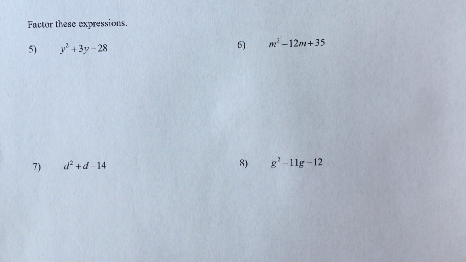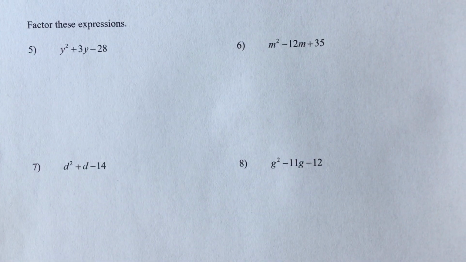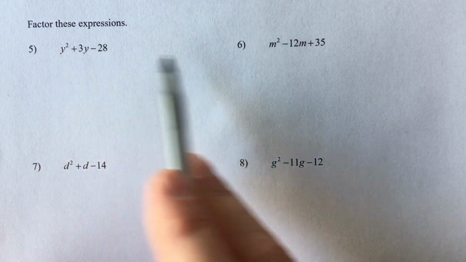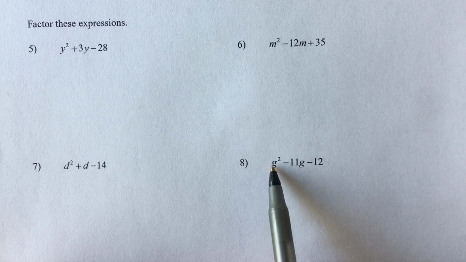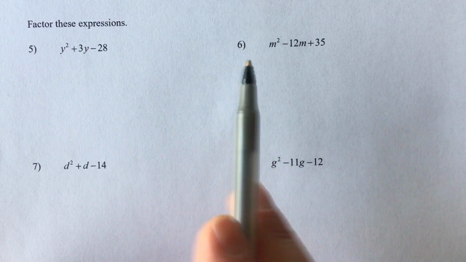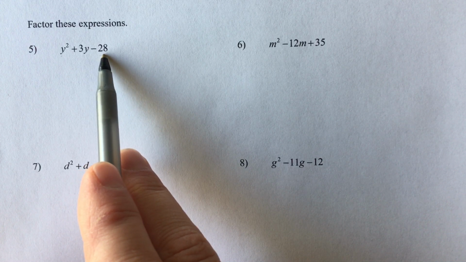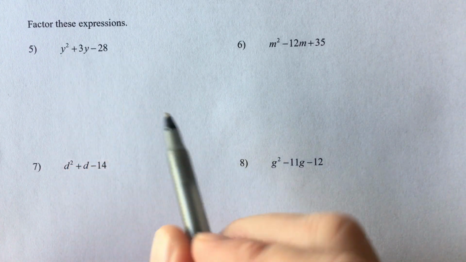All right, review for quiz 9-2. We're looking at problems 5 through 8. We're factoring these out. These are trinomials where the squared terms are just plain y squared. So when we see problems like this, what we're trying to do is find two numbers that multiply to equal -28 and add to equal 3.